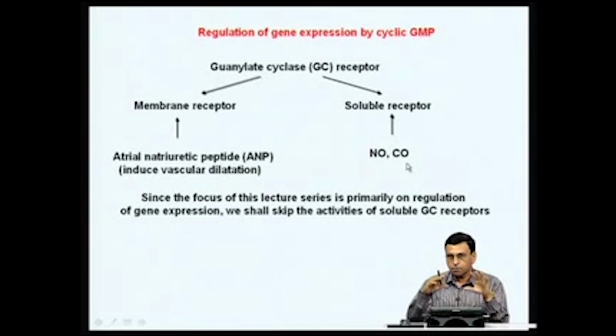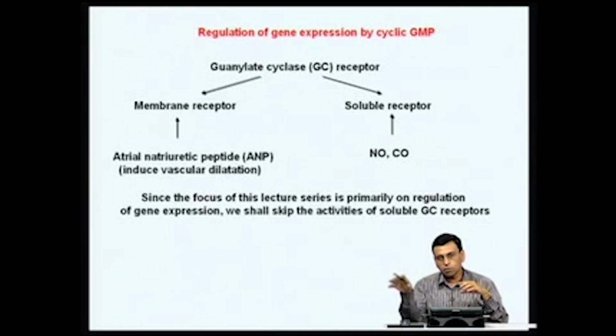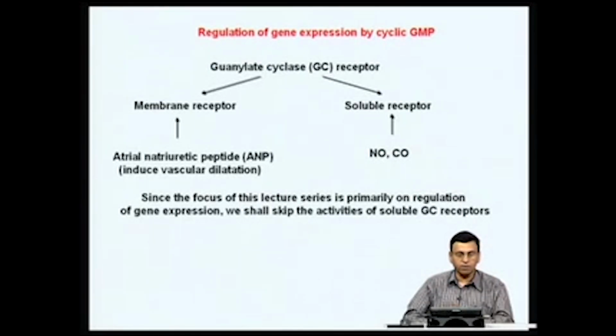Now, there is a similar example we have studied in the case of protein kinase A. Protein kinase A also exists both in the form of a soluble protein kinase A as well as protein kinase A anchored by anchoring proteins like AKAP, which anchor protein kinases and keep them in an anchored form. The soluble protein kinase A performs a different kind of function, and the anchored protein kinase A performs a different kind of function.